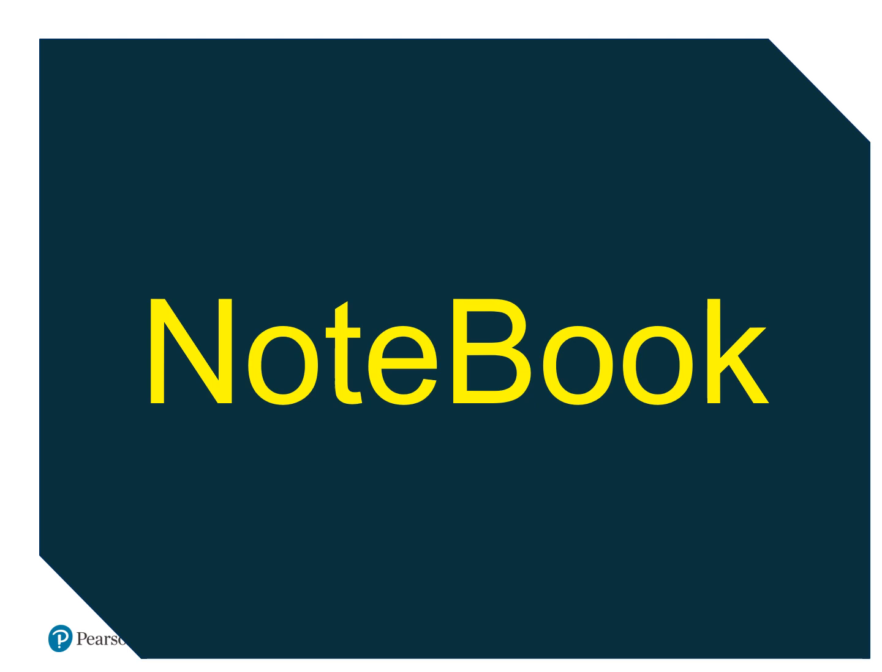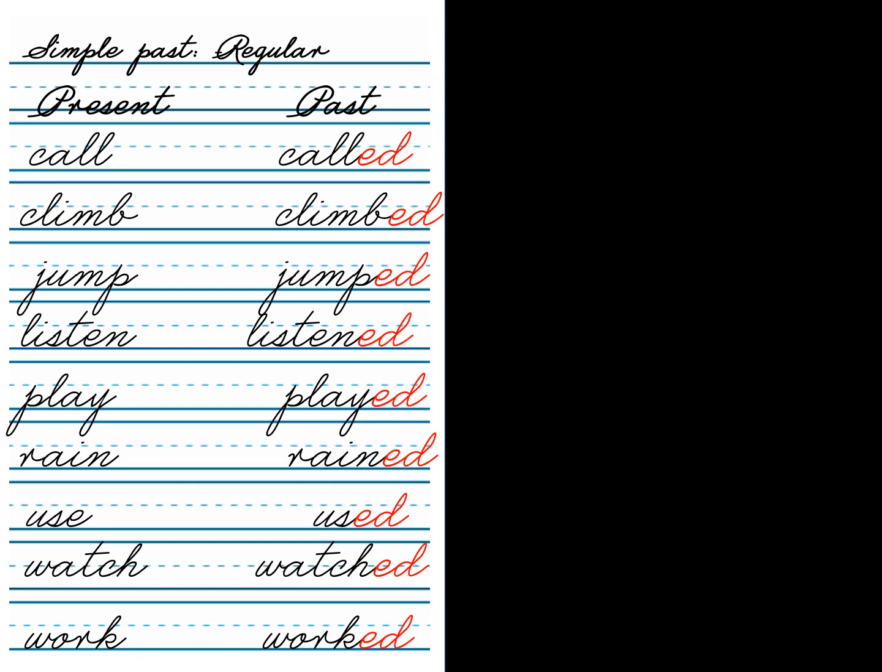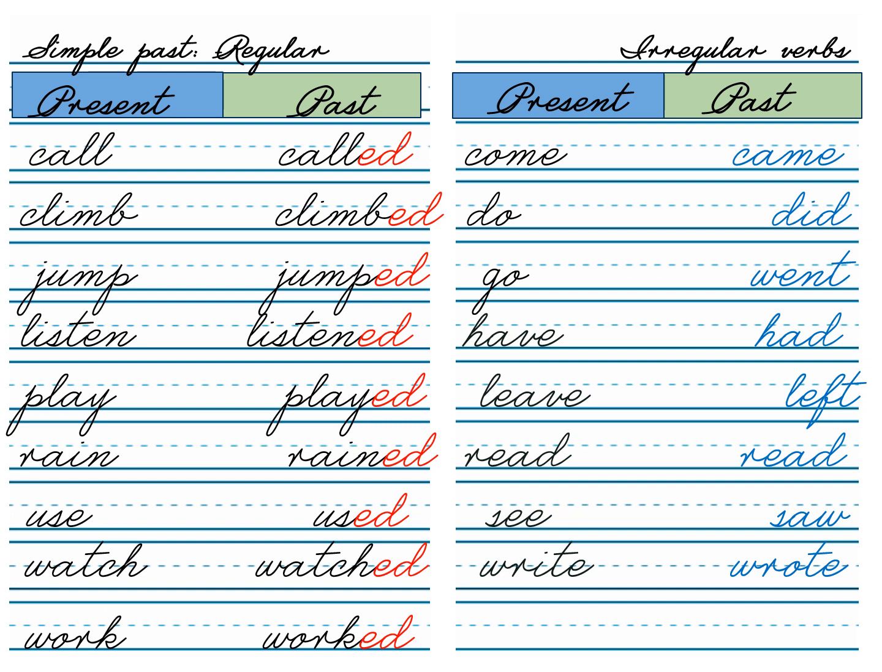Okay, inside our notebook. Okay, so now we're going to be writing first in one page simple past regular verbs. Remember, those are the verbs that end with ed in the past. Example, call, called, climb, climbed. And once we finish, then we're going to go in the next page and write irregular verbs.